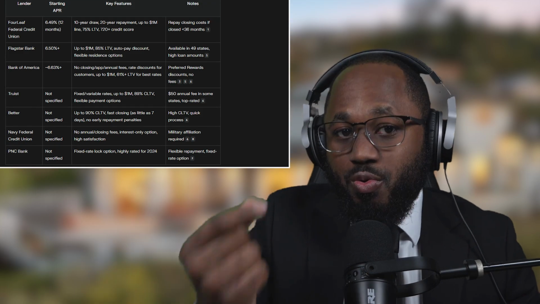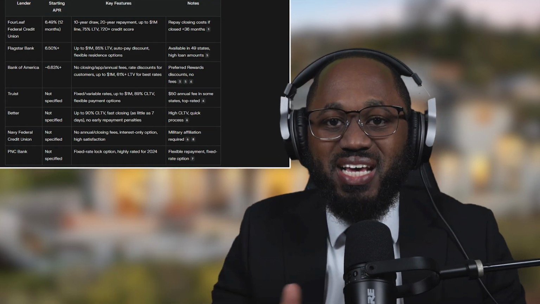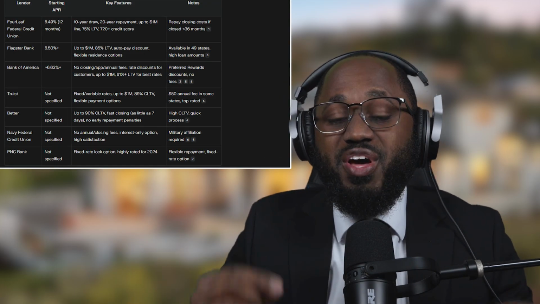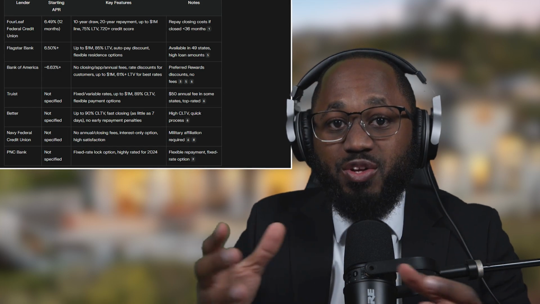According to some research, Truist is widely recognized for its flexibility, high credit limits, and fixed rate options, making it a top pick for many borrowers. Next is Flagstar Bank, which is a strong choice for borrowers seeking high loan amounts and broad state availability with competitive rates and discounts for auto pay.